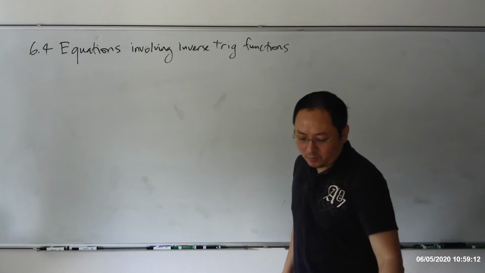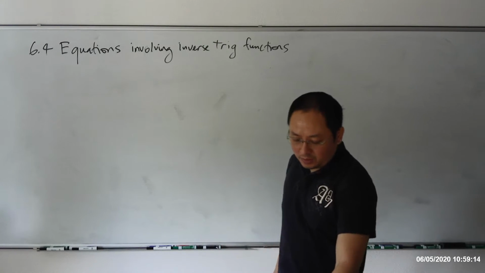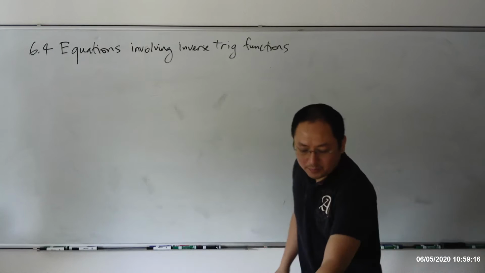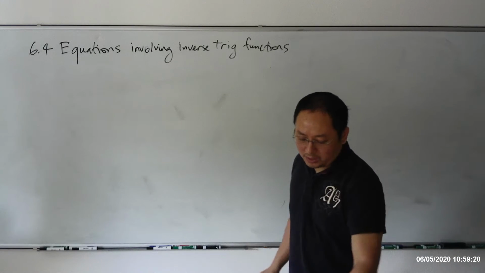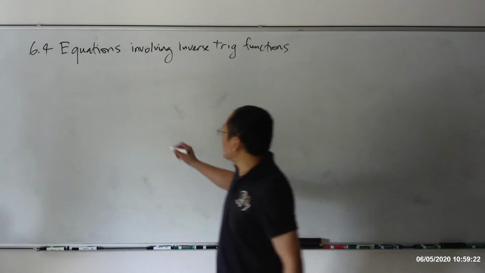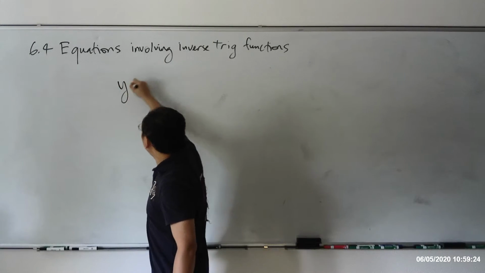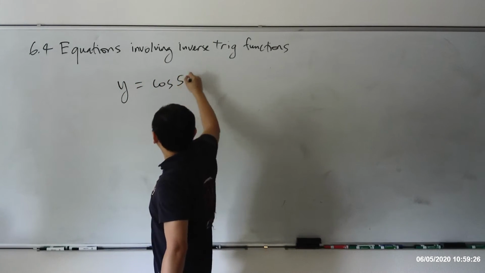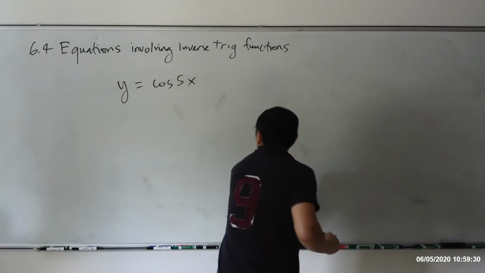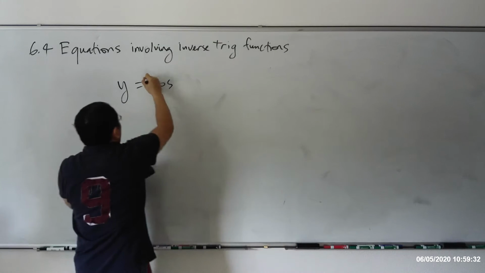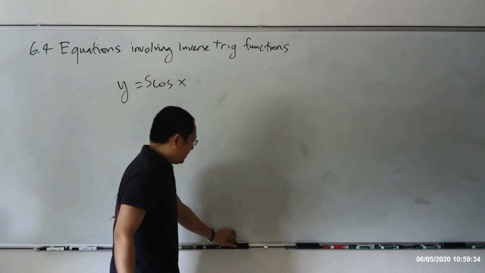So let me start with the easiest example and keep moving on. Hopefully it will help you get some ideas of how to solve an equation involving trig inverse. So start with the first one. Solve for x. y equal to 5 cosine of x. Alright, solve for x.